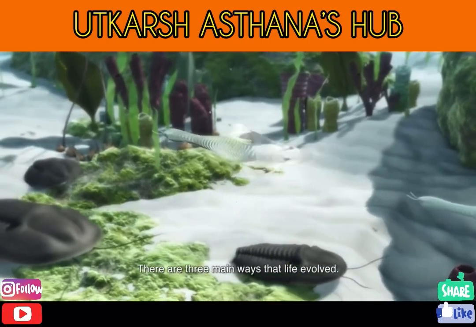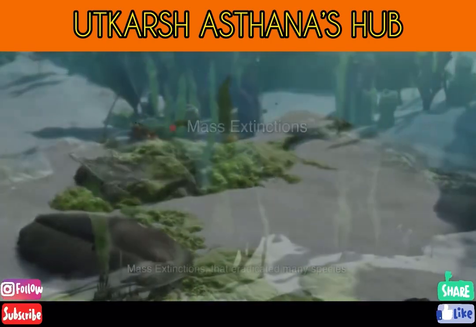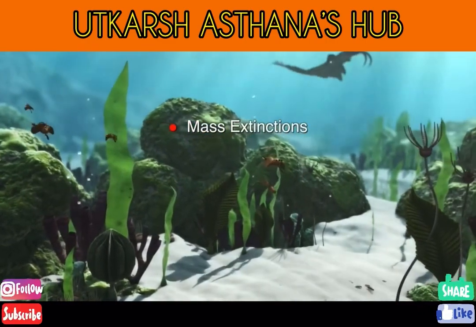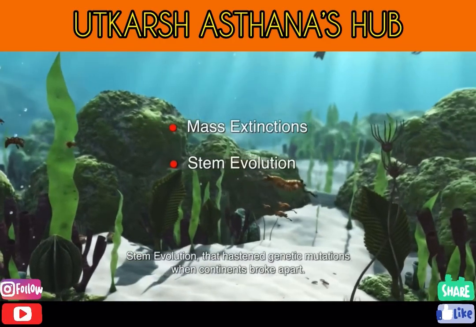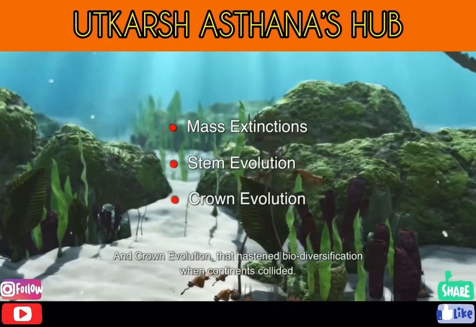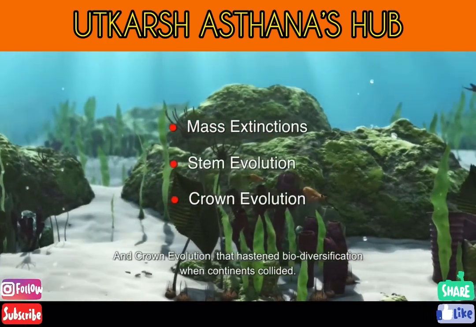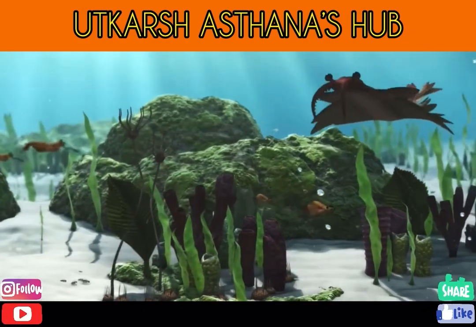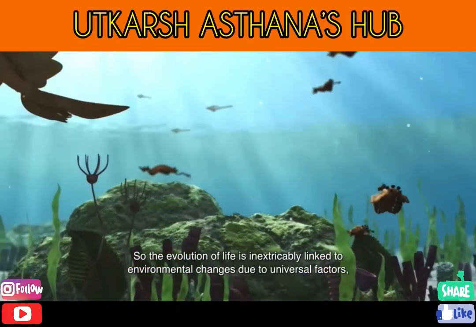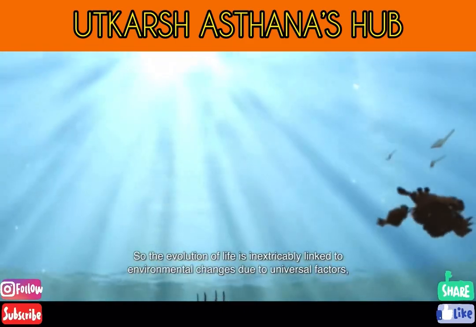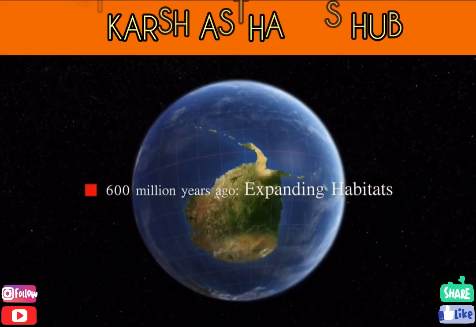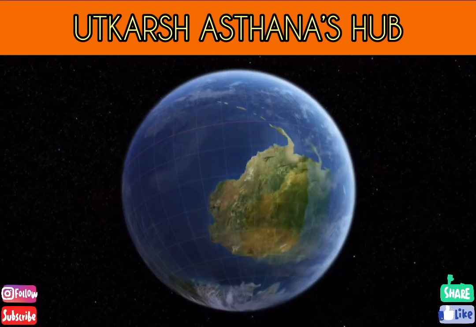There are three main ways that life evolved. Mass extinctions that eradicated many species, stem evolution that hastened genetic mutations when continents broke apart, and crown evolution that hastened biodiversification when continents collided. So the evolution of life is inextricably linked to environmental changes due to universal factors and continents assembling together and breaking apart. The habitat started to expand 600 million years ago.